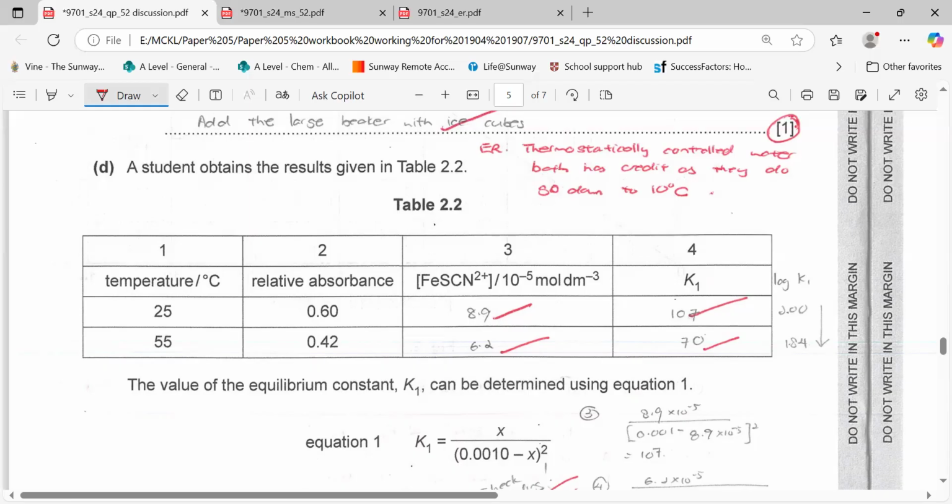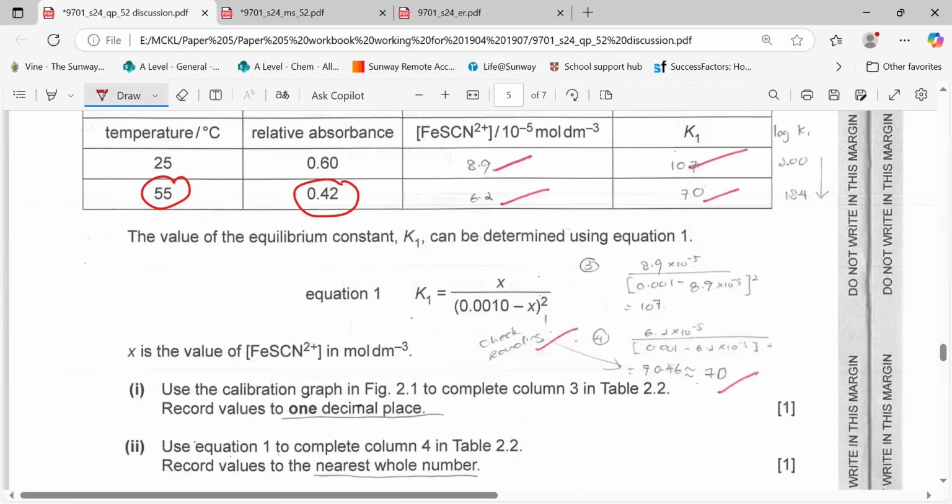Okay, now next, a student obtained the results given in table 2.2. So you can see here, when the temperature is higher, the absorbance is lower. The iron thiocyanate, we are supposed to fill in the blank, right? And we're supposed to calculate K1, right? Okay, never mind. So first, let's see what they want us to do.